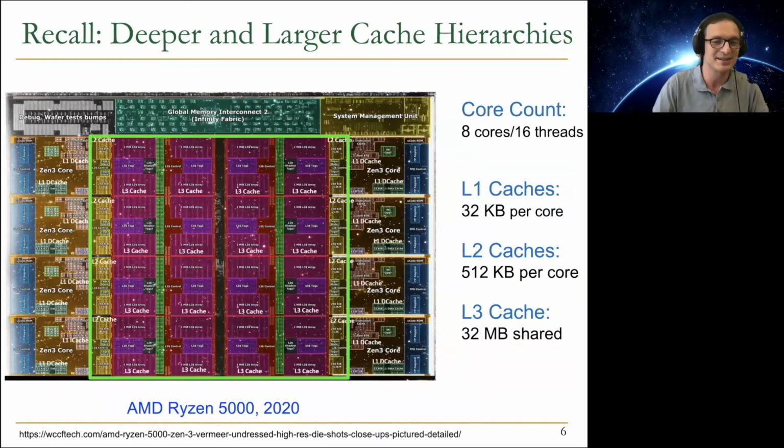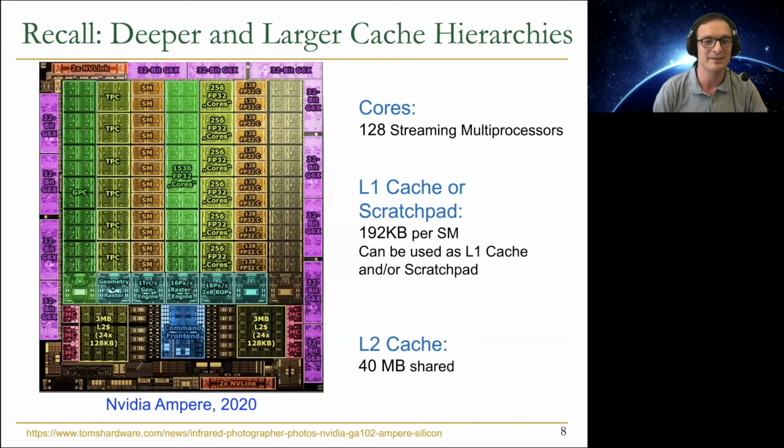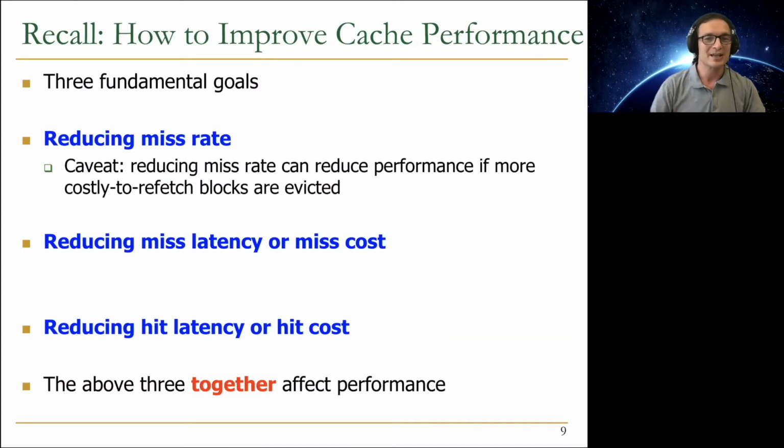AMD Ryzen is another example. Clearly, cache hierarchies are becoming larger, but prefetchers are also becoming more and more important in these hierarchies. And I've already given you examples of Power 10 and NVIDIA as well. Okay, so let's cover what we covered in the last lectures. Basically, we talked about caching. And in the last lecture, we talked about how to improve the basic cache performance.